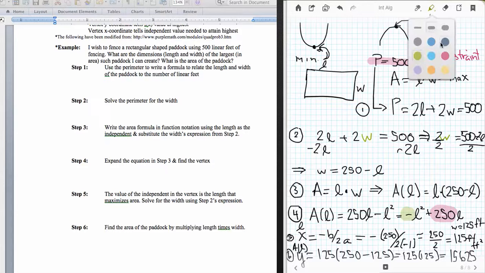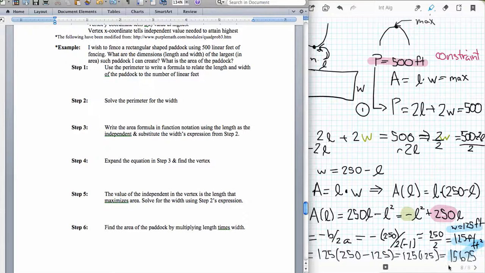Let me get a different color entirely here to highlight. So there's my width and there's my length. Those are my dimensions that were requested, and the 15,625 feet squared, that's the area. So that's step 6. All right, now that completes the first problem.